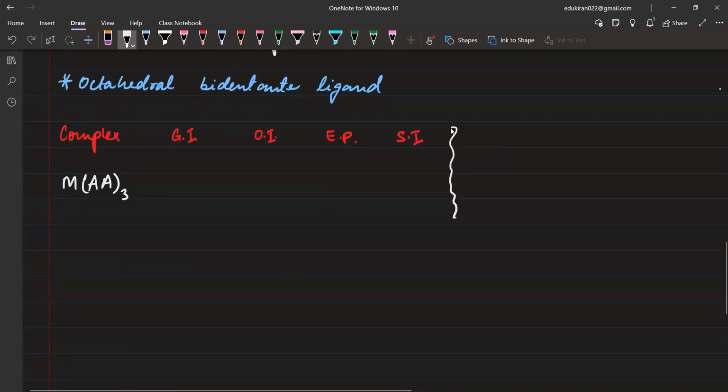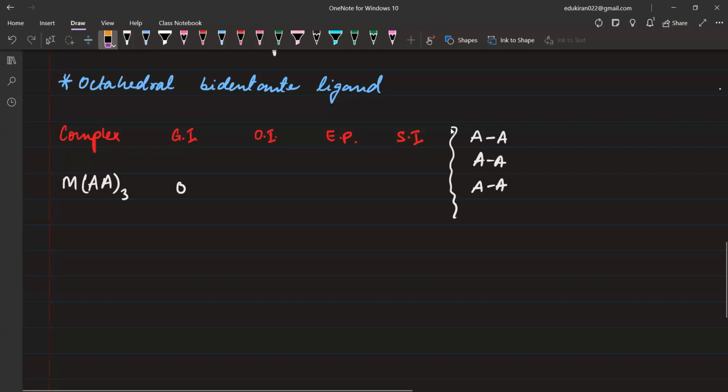So I will write like this. AA, both of these are at 90 degrees, and it is coordinating with one A here like this, another A here like this. So no matter what case you take, a capital A will always be opposite to a capital A only, because we don't have any other ligand. And no matter how much you try to change it, there will be no geometrical isomer, because A will always be opposite to A in this particular case. So geometrical isomers will be 0.